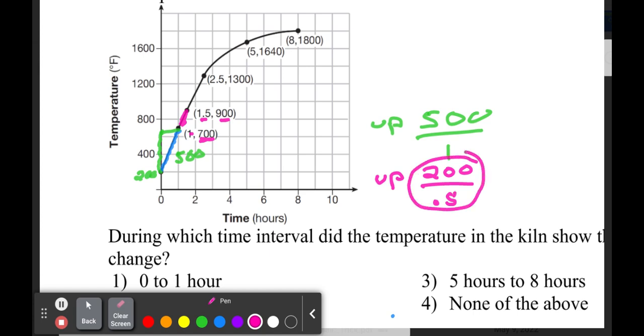So put that in your calculator. 200 divided by 0.5. If you get a fraction, just do math number 2, enter, and it'll give you a whole number. Actually, it should just give you a whole number. When you put that in, what do you get?